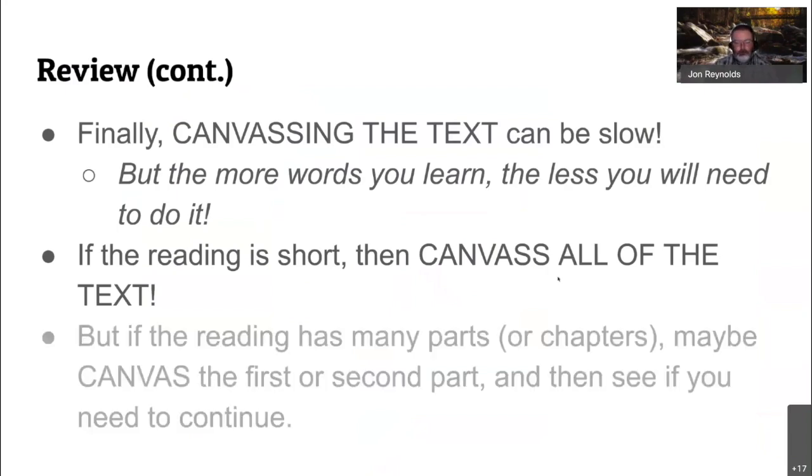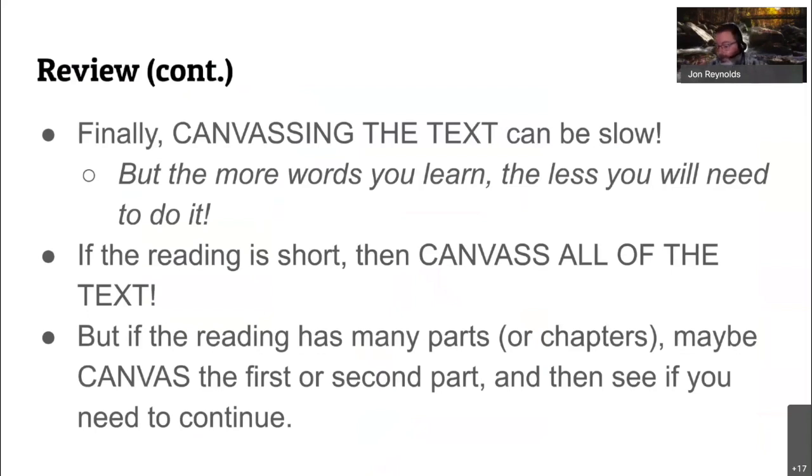Okay? But if the reading has many parts, like if it's a long book, right? So for example, I've got a book here. Notice that's a pretty big book here, you know. I don't have time to canvass the whole book. That would be impossible. So that's why we only canvass some parts. My suggestion, for example, is maybe canvass the first or second part. Because guess what? Maybe they will use a lot of the same words.